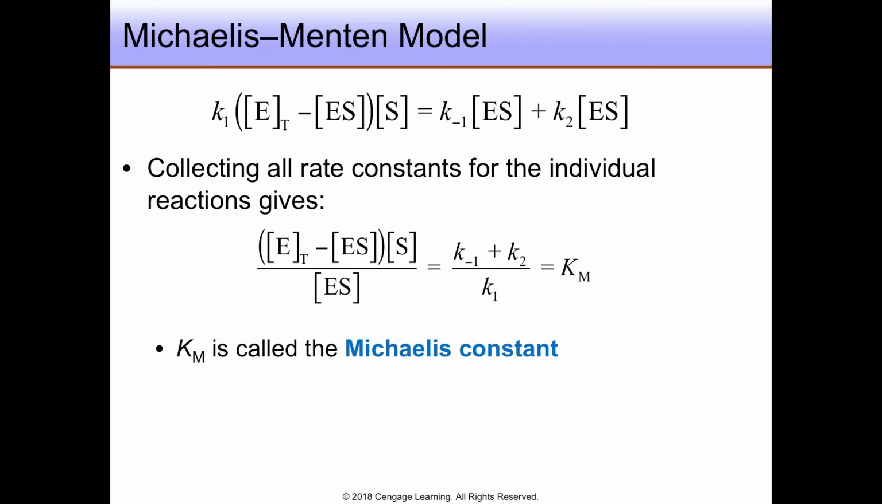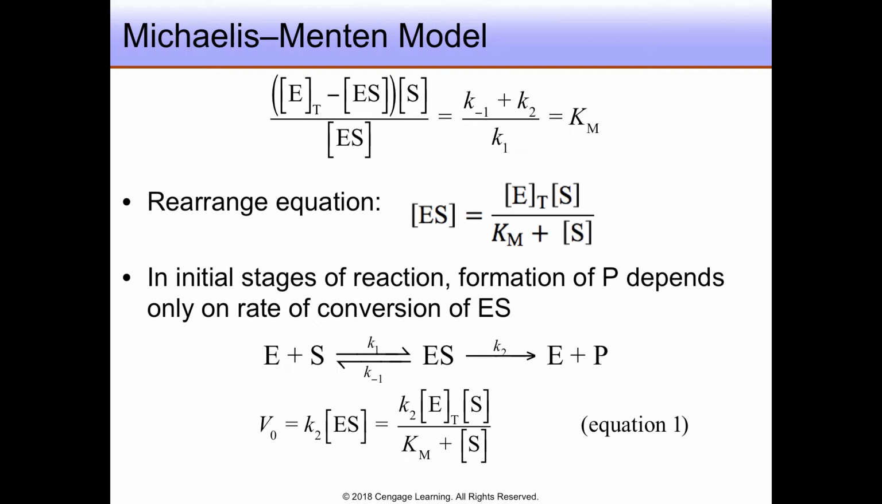To simplify our expression, let's rearrange the equation and collect all of the rate constants together. When we do so, we get a ratio of rate constants as shown here. This ratio of rate constants is the Km, or Michaelis constant, an equilibrium dissociation constant. We've simplified our equation since we now have one constant instead of 3.